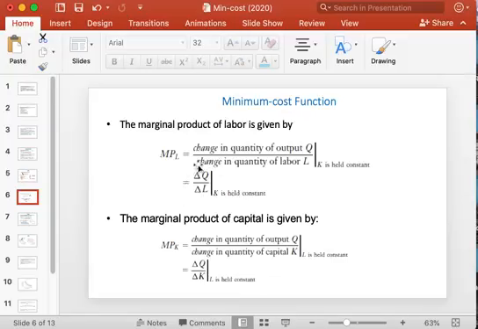So in terms of symbol, it is given by delta Q by delta L. Similarly, marginal product of capital is nothing but change in quantity of output, same as here, and change in quantity of capital K while the quantity of labor is held constant, and in symbol it is given by delta Q by delta K. So delta Q and delta Q are the same. The only difference between them is the denominator, delta K and delta L.